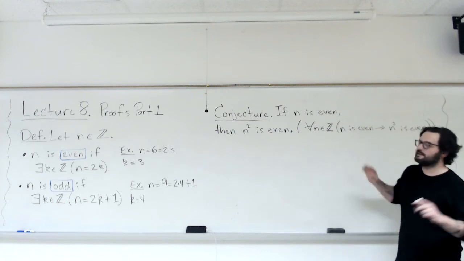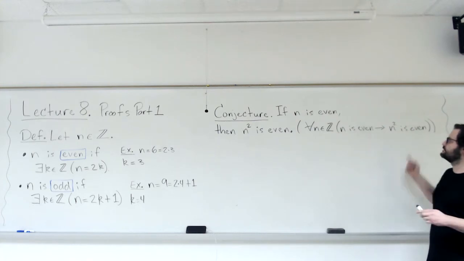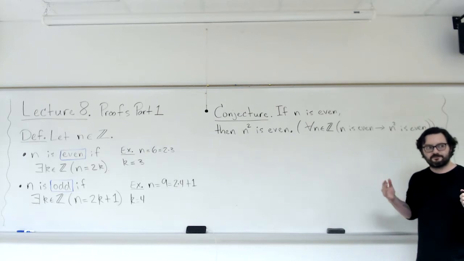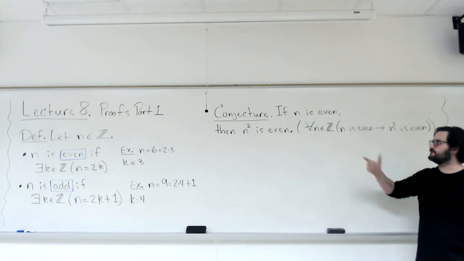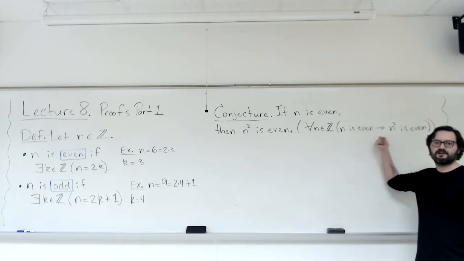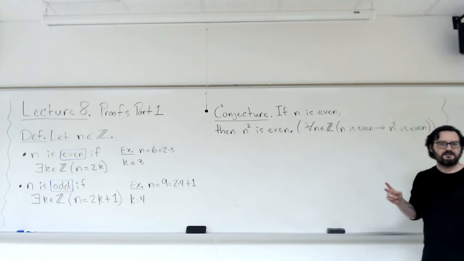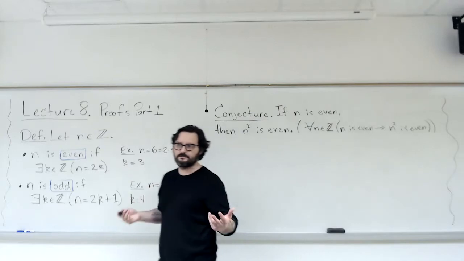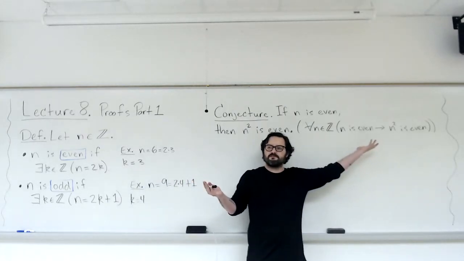So what if n is odd? For any odd n, is this conditional statement true or false? It's true. It's true because if n is odd, then the hypothesis is false. False implies anything is true. Remember that I was trying to emphasize that if you have a conditional statement and the hypothesis is false, then the whole statement is true, right? So if n is odd, we don't even need to care about it, right?